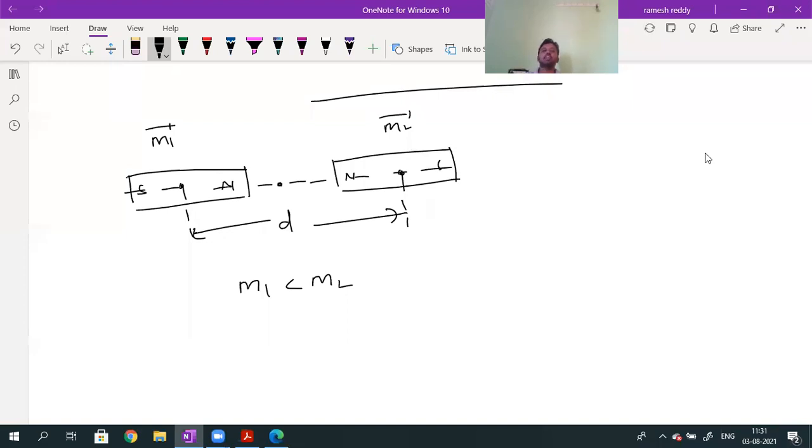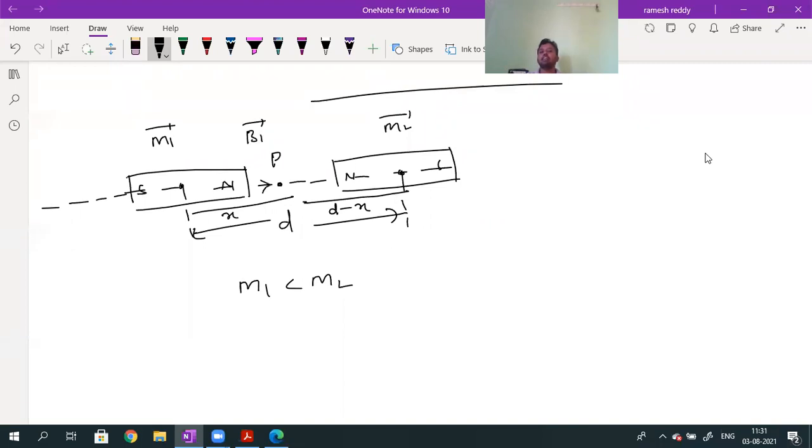So this is the first point related to the null point. So this is the null point. Here I will get two null points for this configuration. First, I will consider the point P. The distance of the point P from the center of the first bar magnet, I will call X. The distance of the point P from the center of the second bar magnet will be D minus X.